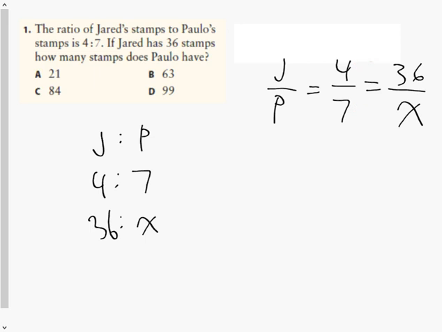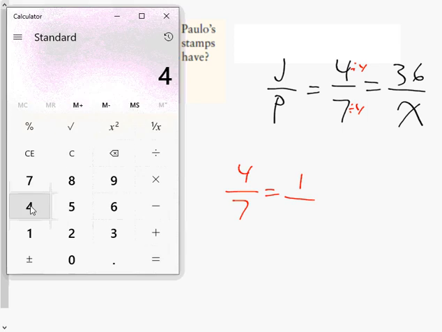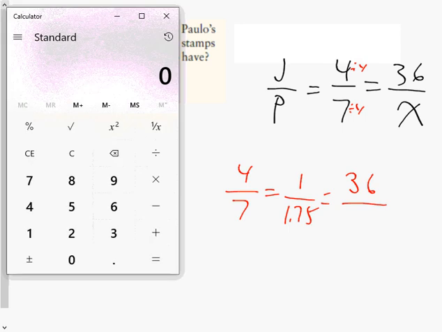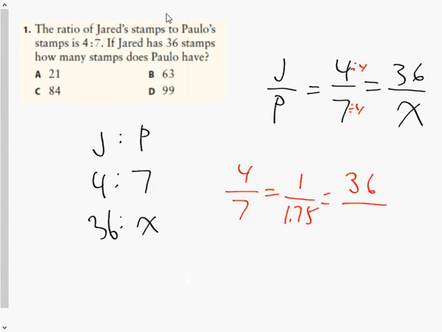If you set it up this way, another way you could have done it is to say, for every 1 stamp that Jared has, dividing by 4, 7 divided by 4 means that for every 1 stamp that Jared had, Paulo has 1.75 stamps. And then if he has 36 stamps, I would just multiply 1.75 by 36, and it's 63, right? That's a unit rate modified version.